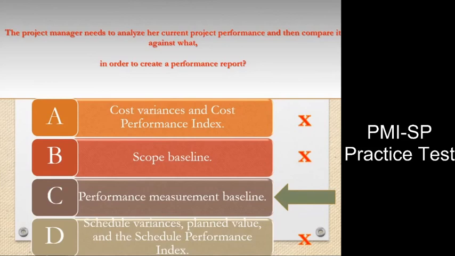Answer option A is incorrect. Cost variances and the Cost Performance Index are cost values that must be considered along with the scope performance and schedule performance. Answer option D is incorrect. Only reporting performance on the schedule is not enough for a performance report. Laura should also report on scope and cost at a minimum.